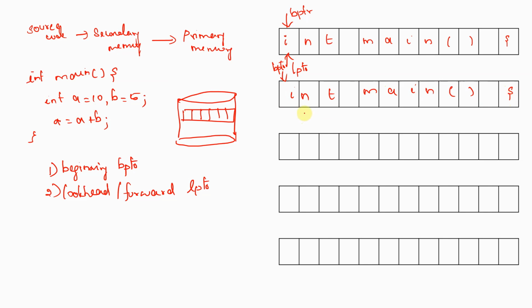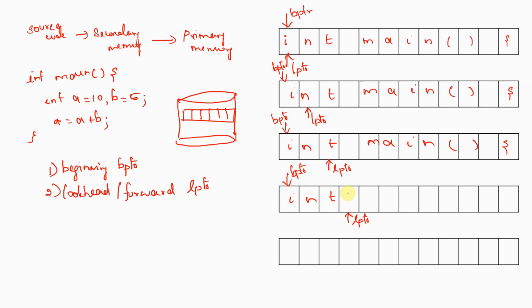So during the next read, the lookahead pointer will come here. In the next character reading, the beginning pointer stays at the beginning, and the lookahead pointer comes here. And again, we have the next character in the block to be read. So now the lookahead pointer will come here.